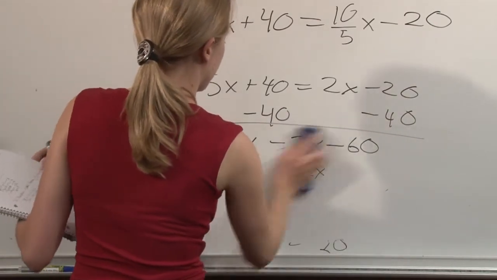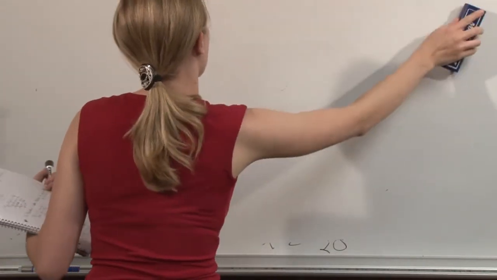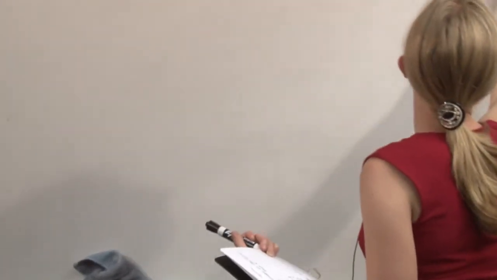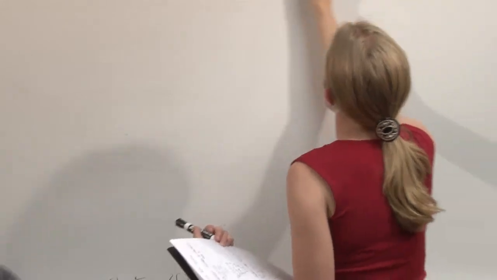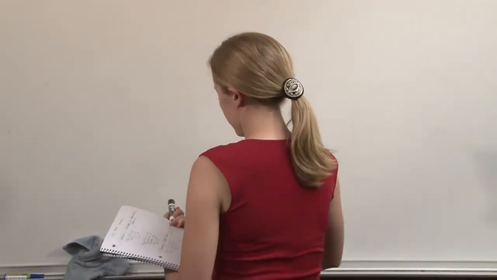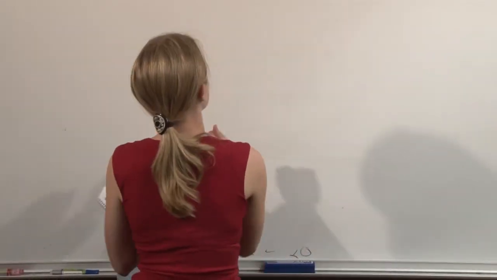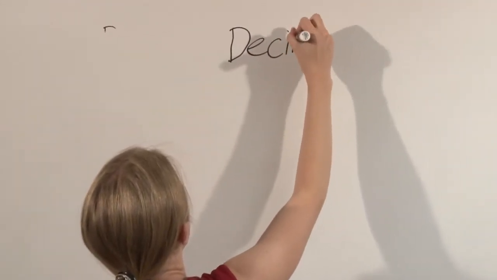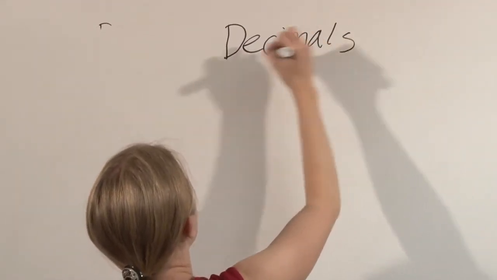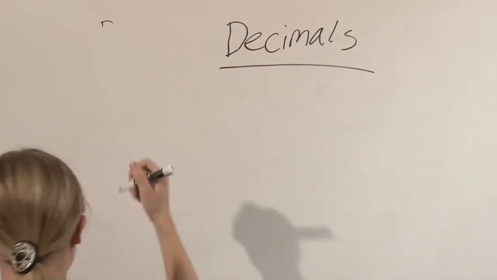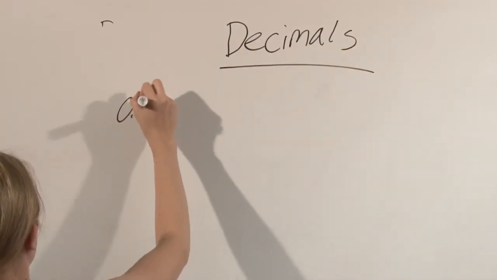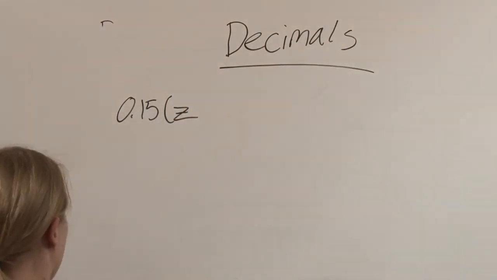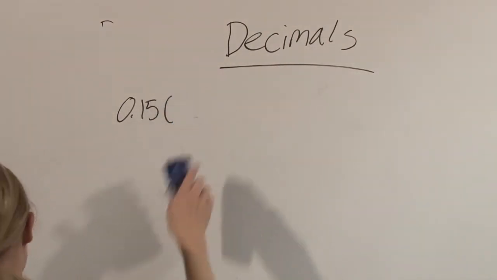Now for our last example in this video, I'm going to do a linear equation that has decimals. And it's a very similar idea to fractions. You want to get rid of all of the decimals so that you don't have to add and subtract and multiply with decimals. I think I will use a different variable.